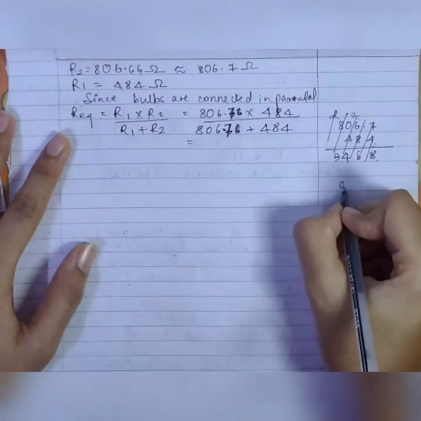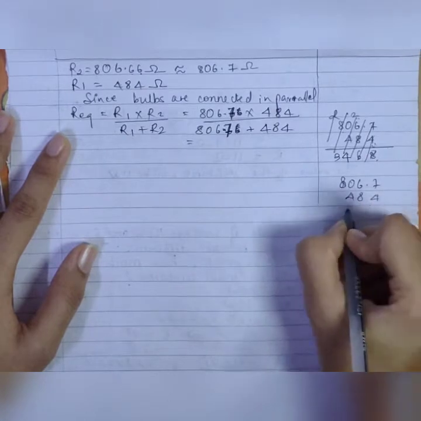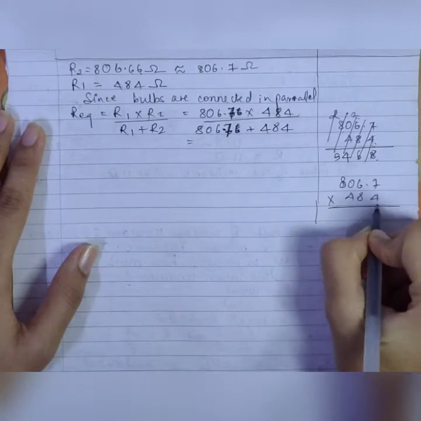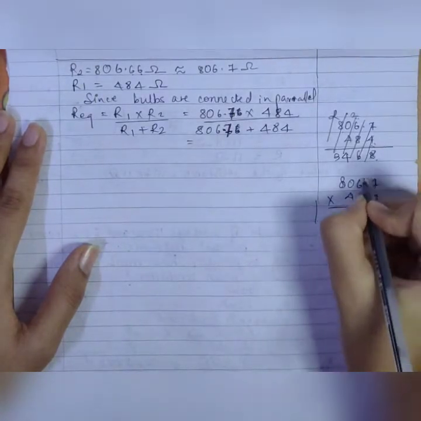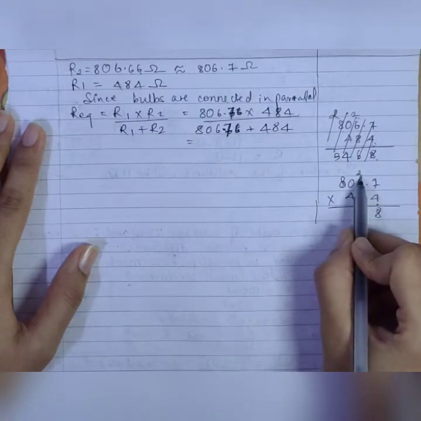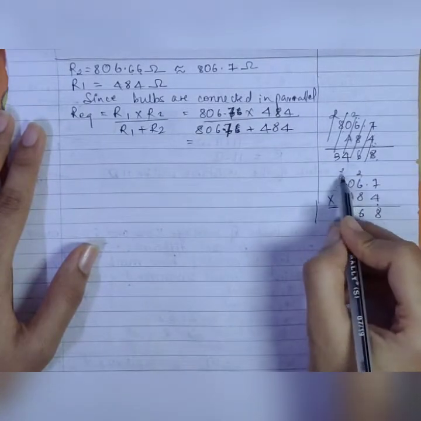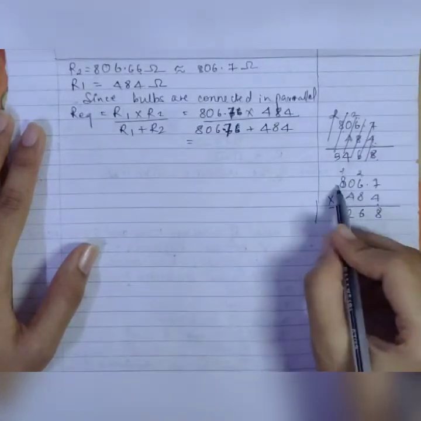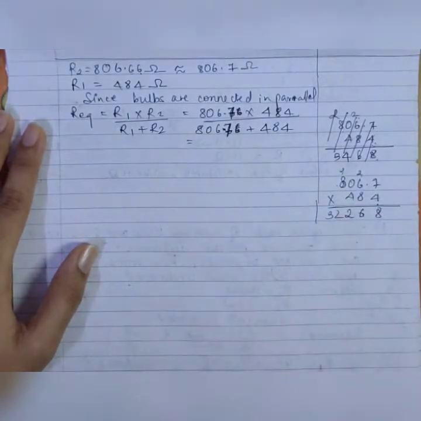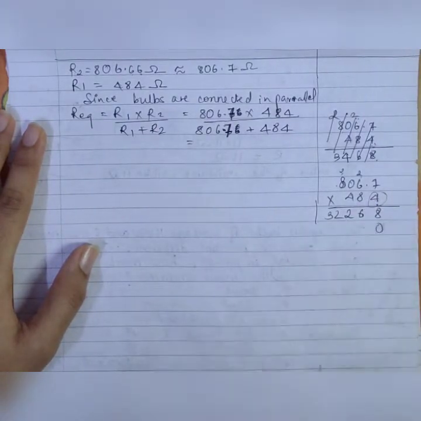So what does my calculation say? 806.7 into 484. So when I multiply these two, what will happen? 7 4s are 28, carry over 2. 6 4s are 24, 25, 26. Carry over 2. 4 zeros are 0, carry over 2. And 4 8s are 32. So this is what I got when I multiplied by 4. Now I multiply by 8. First a 0.